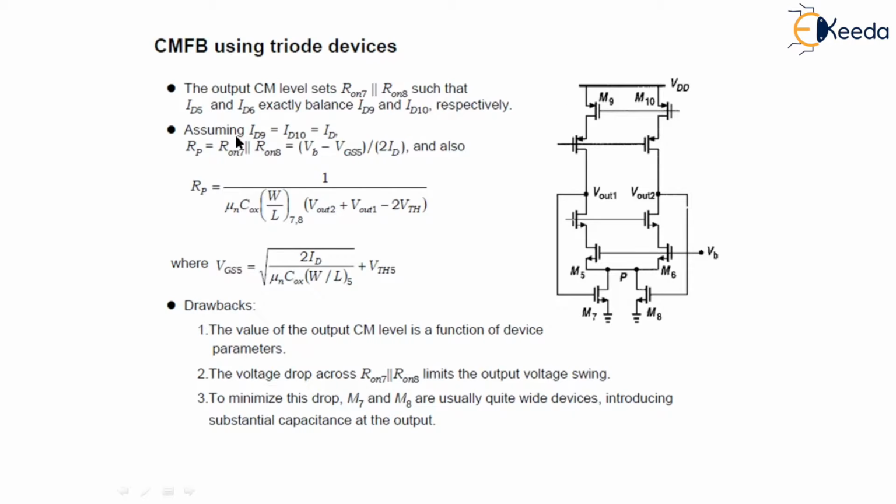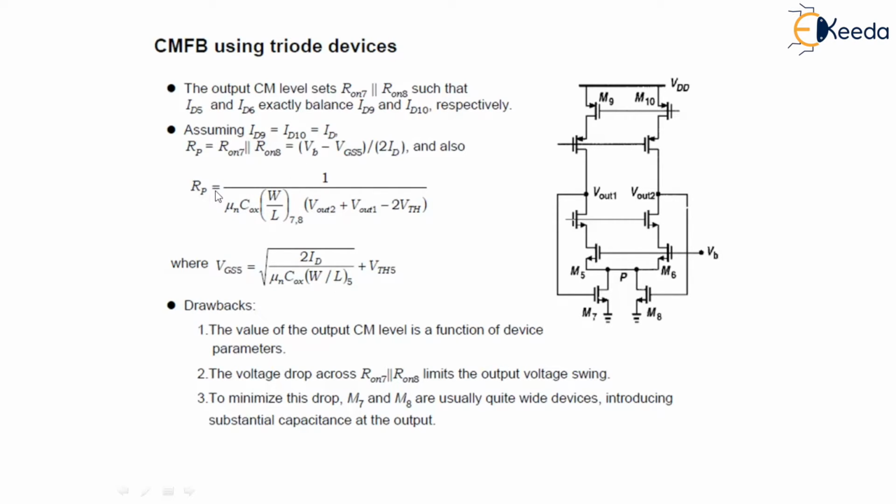The output common mode level sets Ron7 in parallel with Ron8 such that ID5 and ID6 exactly balance ID9 and ID10. Now we have VB minus VGS5 equals twice ID times Ron7 in parallel with Ron8. Simply our Ohm's law, V equals IR.